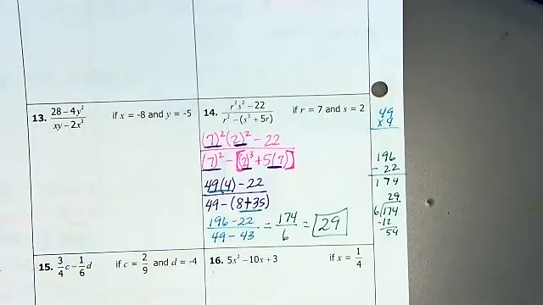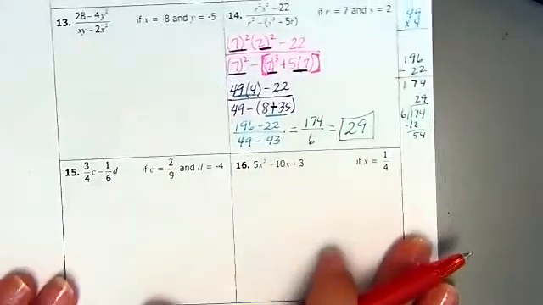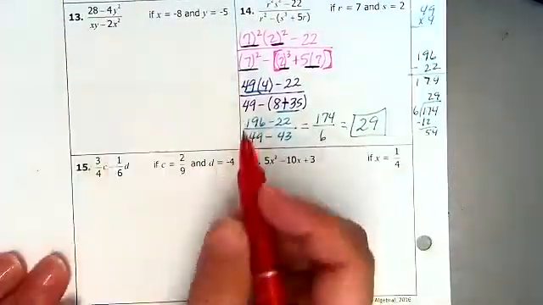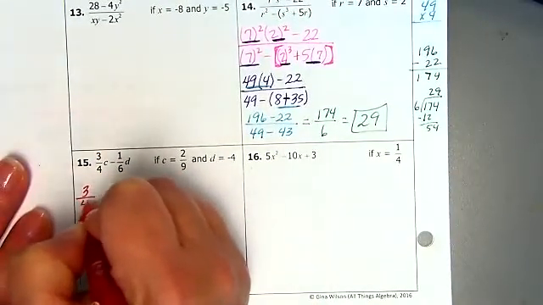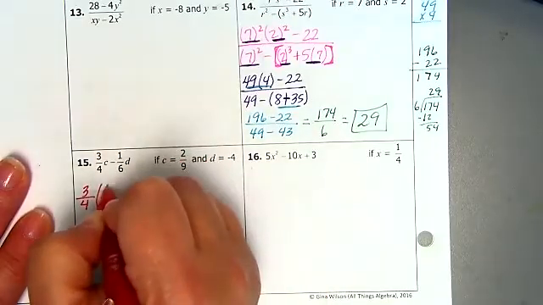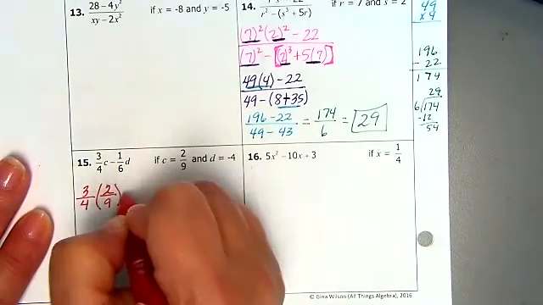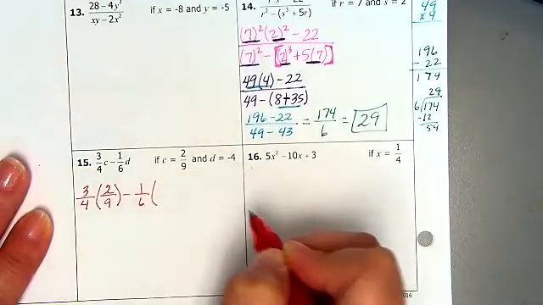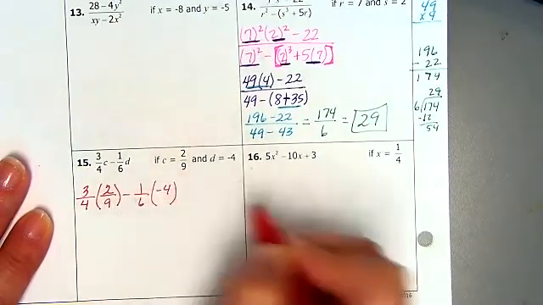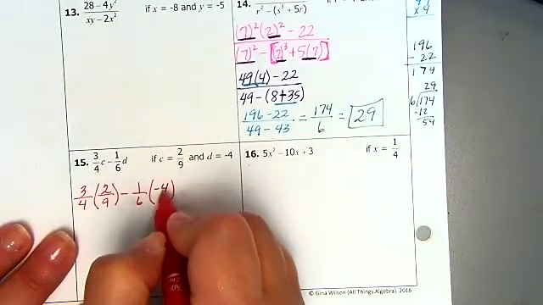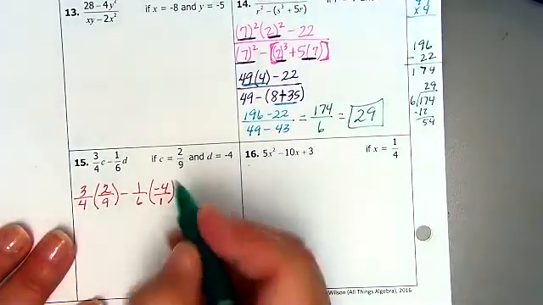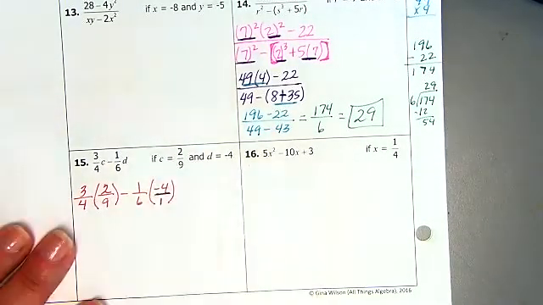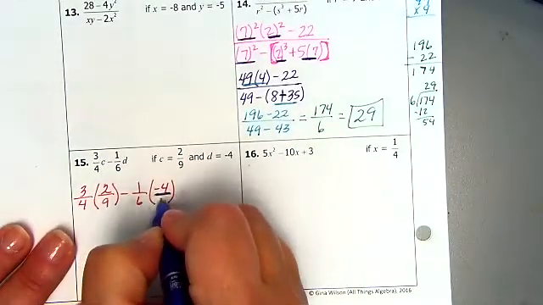Whew, there's a lot of thinking in that one. All right. Last one, 15. All right, here we go. We're plugging and chugging. Yes, I chose this one because it has the fraction in here. So we have 3/4 times 2/9 minus 1/6 times negative 4. I put this like this so that if I need to, I can make it into a fraction, which I did. Here we go.